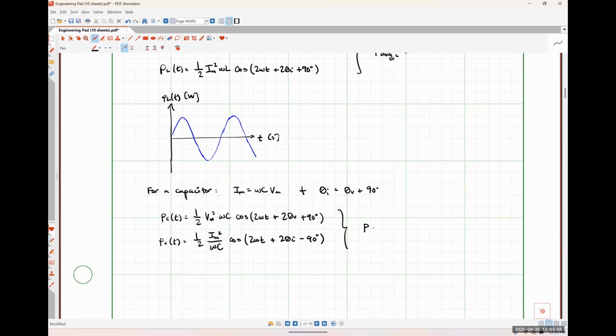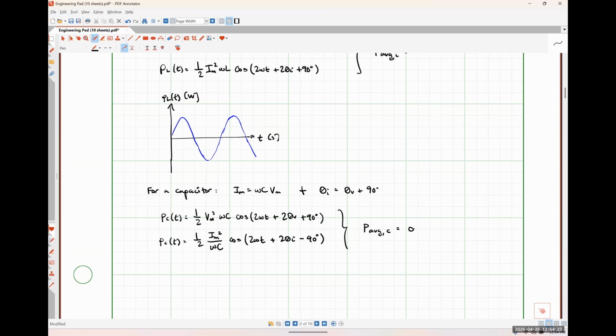And from here, our average power absorbed by a capacitor is also 0 because there's no DC portion for this instantaneous power. I'm not going to bother graphing the plot for PC as a function of time because it's essentially going to be exactly the same thing as PL, just shifted by 90 degrees. Okay.